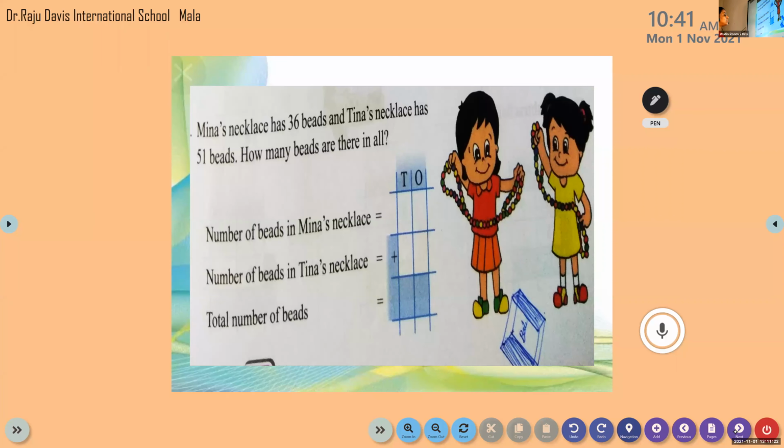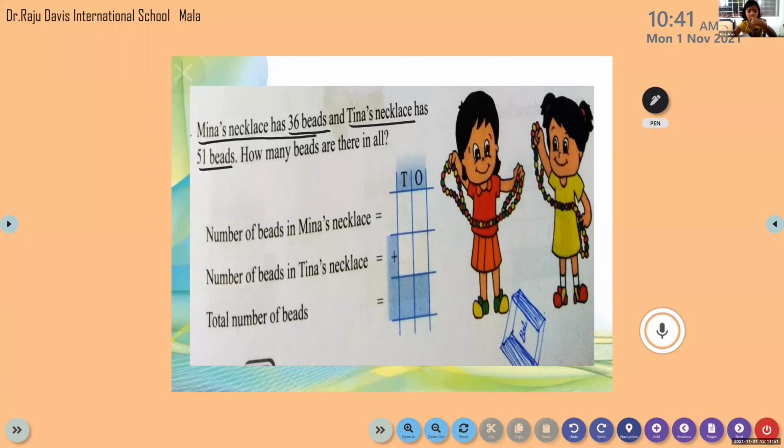Okay. So what we have to find out here? How many beads are there in all? Isn't it? So here in this question, it is telling about beads in a necklace. So here you can see 36 beads in Mina's necklace, Tina's necklace 51 beads. So according to that, we have to write the steps for the word problem.